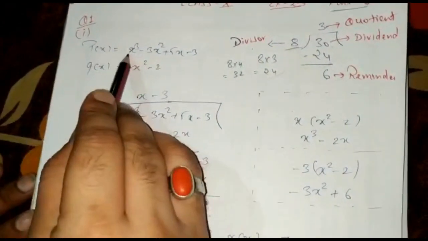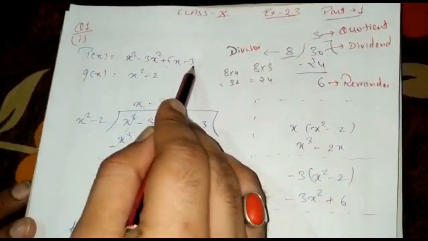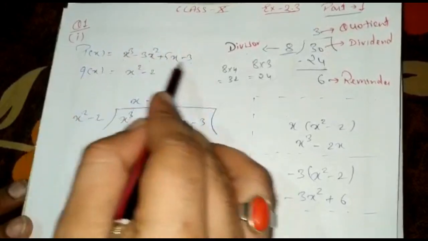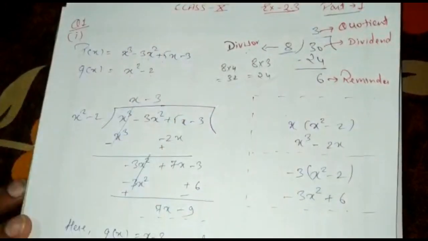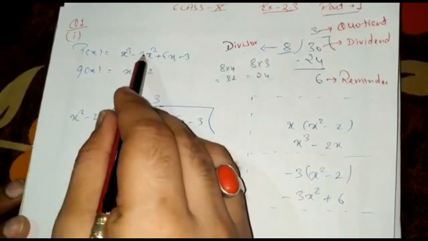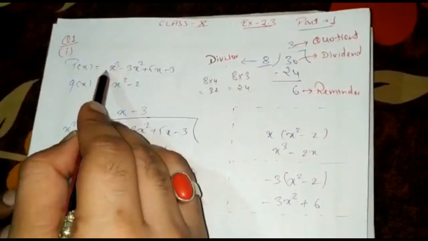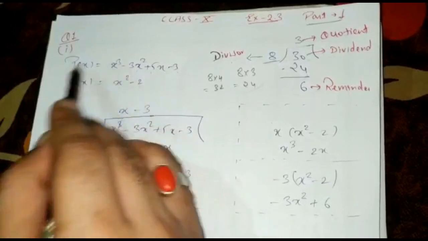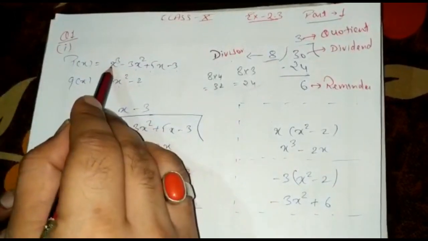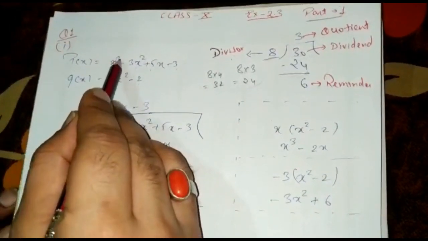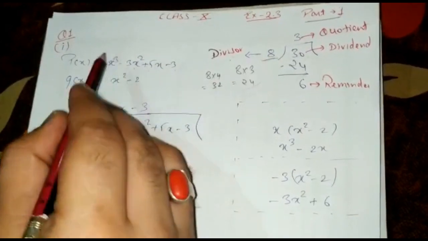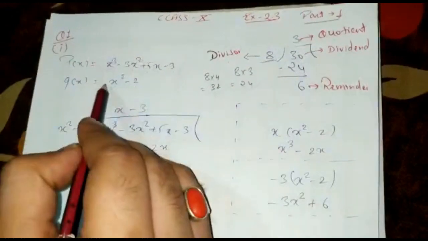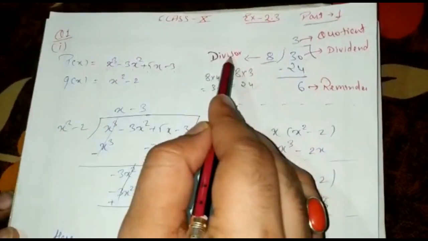This is our polynomial function, x cube minus 3x square plus 5x minus 3, and g(x) is equal to x square minus 2. That means we have to divide this polynomial by this polynomial. How can we get that? We have to divide this by this, because the degree of this polynomial is greater. The highest power of x here is 3 and the highest power of x there is 2. So the polynomial with the highest power 3 is our dividend, and the one with the smaller power is our divisor.